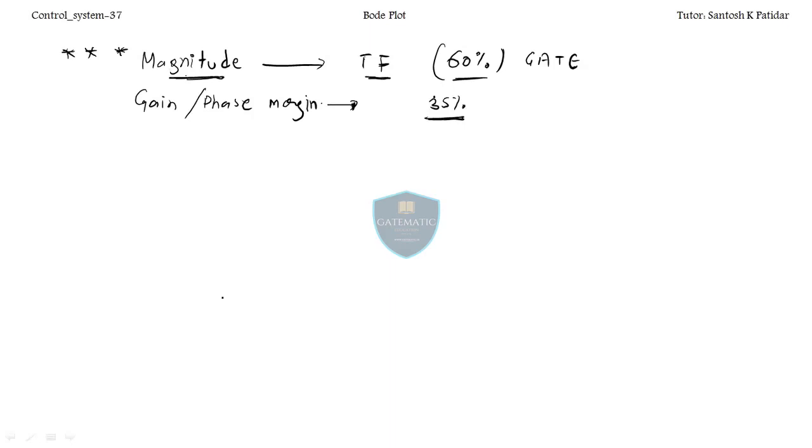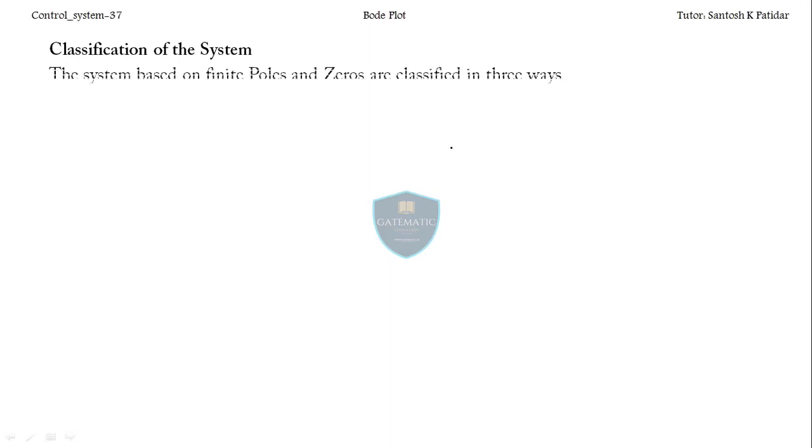Okay friends, now let's come to today's class, and that is we'll see first the classification of the systems. The system based on what? The finite poles and zeros. Okay, the systems based on finite poles and zeros are classified in three ways. I think you heard all these names. The first one is minimum phase system.